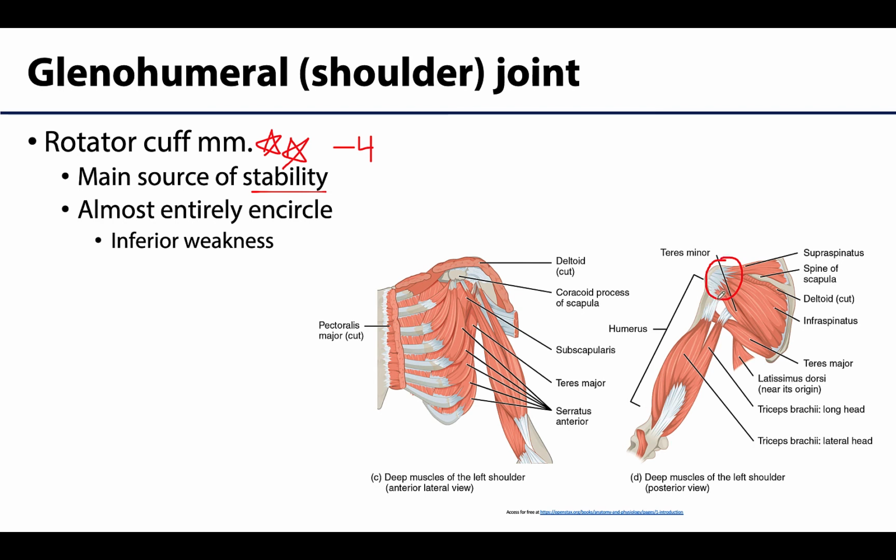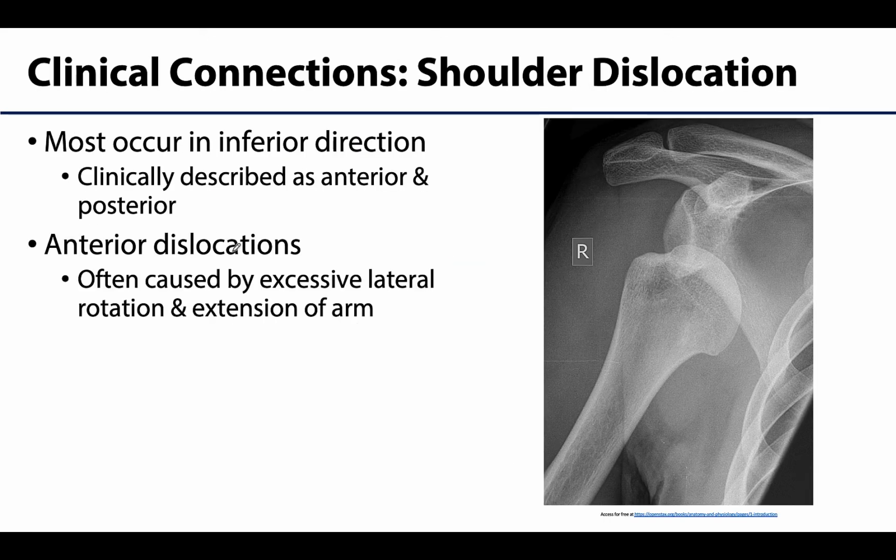But one important note is that there will be an inferior weakness in the cuff. So the cuff is almost complete around the glenohumeral joint, except for an inferior weakness, or an incompleteness of that cuff. And that has implications in terms of dislocations. When we're talking about shoulder dislocation, unlike shoulder separation, we are talking about the glenohumeral or shoulder joint. What will happen is that one part of the bone will dislocate from the other. And really it's the humeral head that will do the majority of the movement.